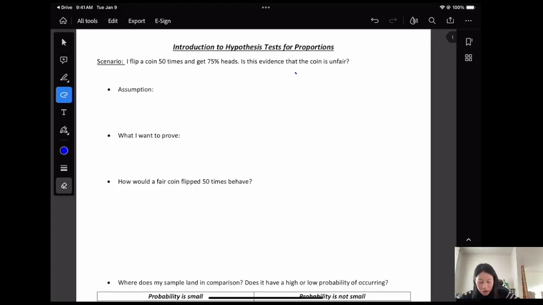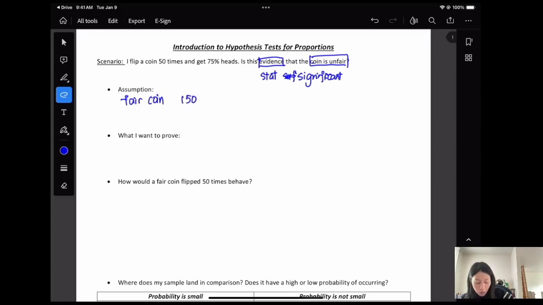So, when we're talking about evidence, we're talking about statistical significance, whether the data significantly support our hypothesis, which is the coin is unfair. So, the assumption is that this is a fair coin. That means for a fair coin, you will have 50% chance of heads up.